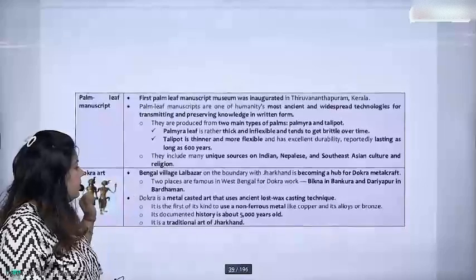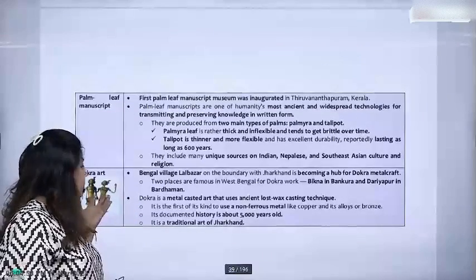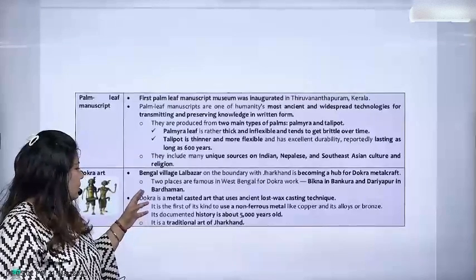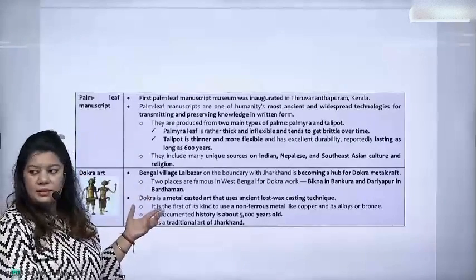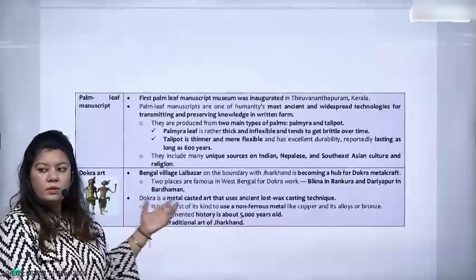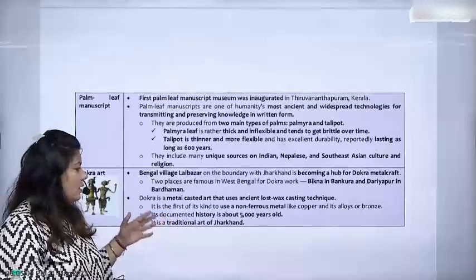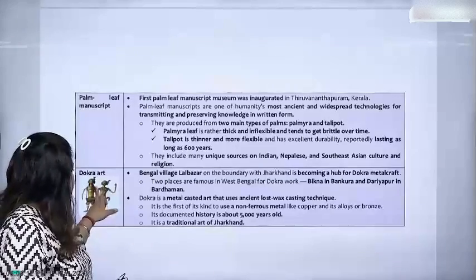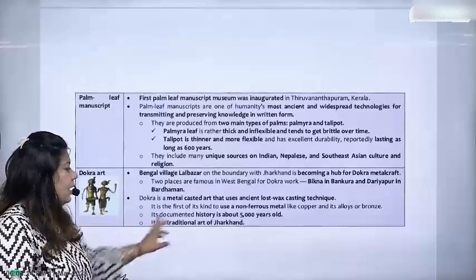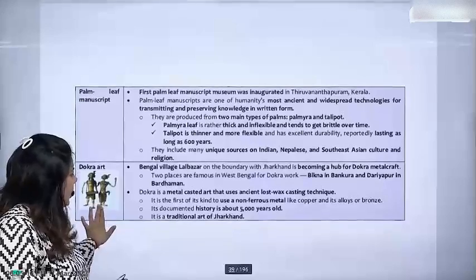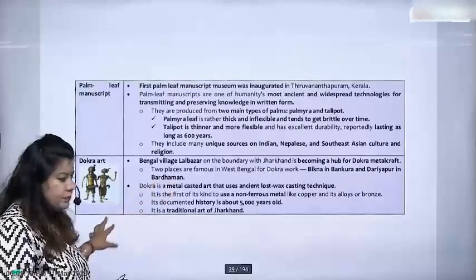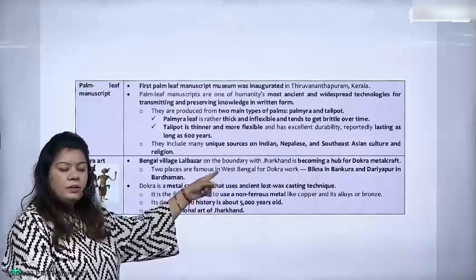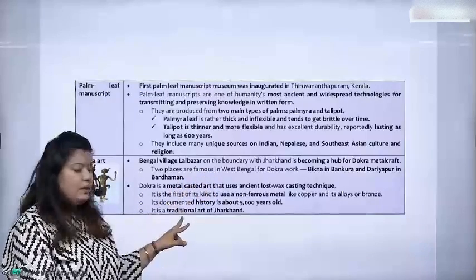Dhokra art, important one. It is a kind of metal art. Okay? Now this Dhokra art is a type of lost wax technique. Again, we have discussed what is lost wax technique. It is a traditional art of Jharkhand. Okay? So again, Dhokra can be found in West Bengal as well as Jharkhand.